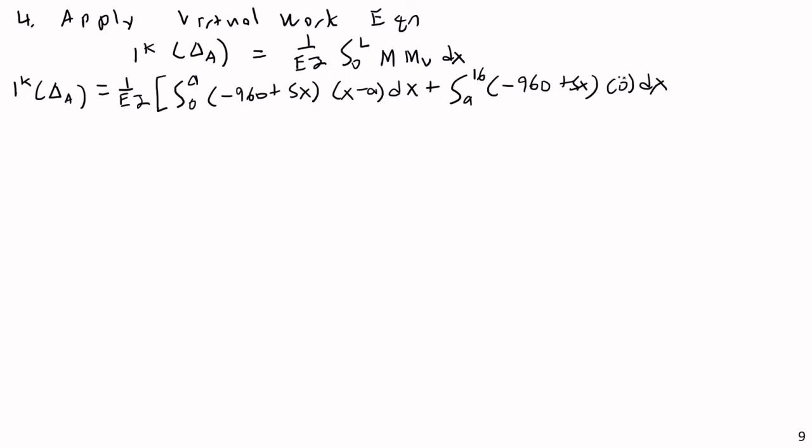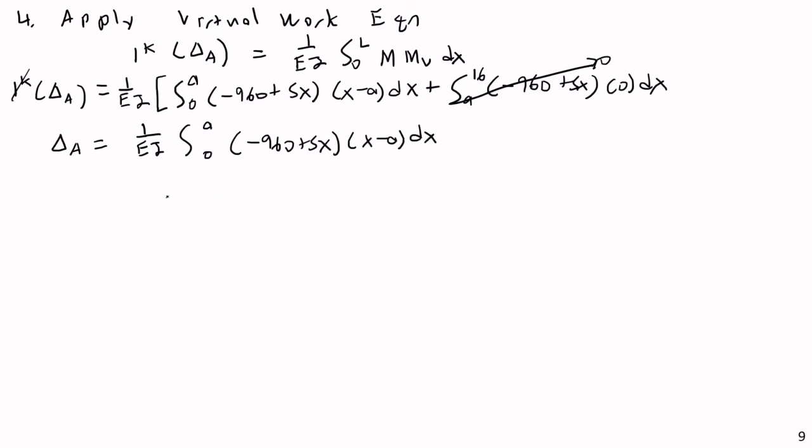Interestingly enough, because our virtual moment in the second region is 0, this entire integral drops away. That makes our job a lot easier. And this 1 kip, we'll just say that disappears as well. I'm not carrying my units all the way through on this one, but by using compatible units at the start, I don't have to be so careful about tracing my units all the way through. So I'm left with 1 over EI times the integral from 0 to a of negative 960 plus 5x times x minus a dx.